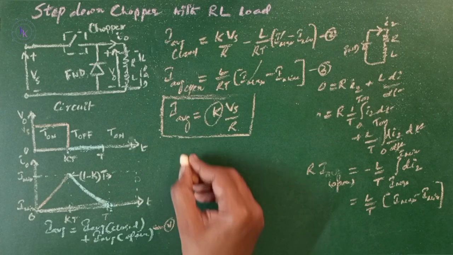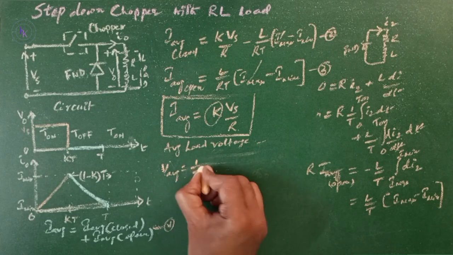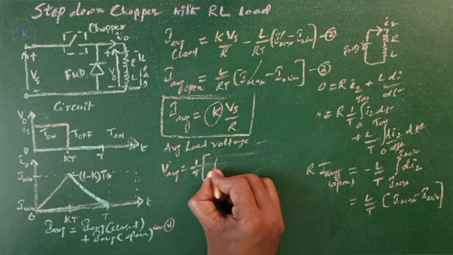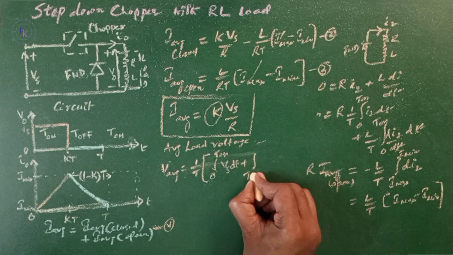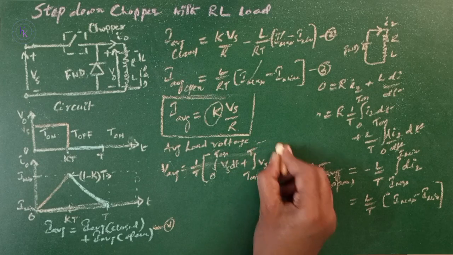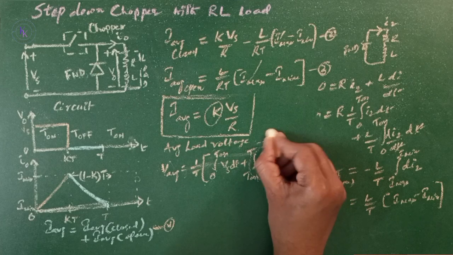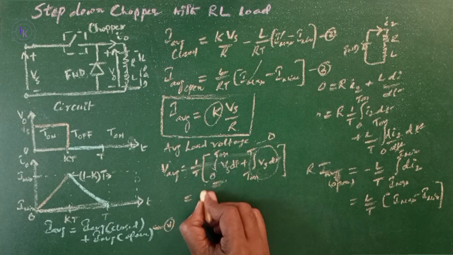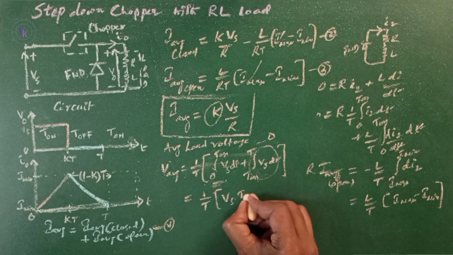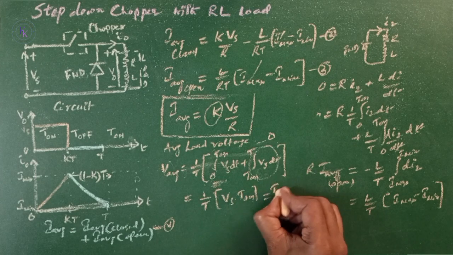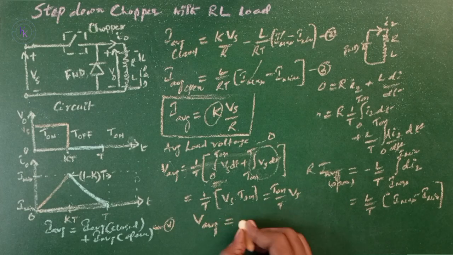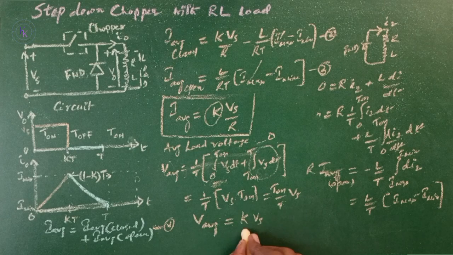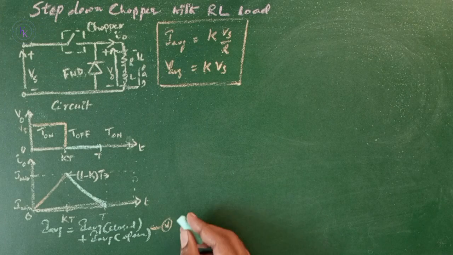Now, the average load voltage. V average equals 1 by T of integral 0 to T on Vs dt plus integral T on to T Vs dt. We know that during this period the voltage is 0 and only the remaining voltage is there, then 1 by T Vs of T on. It is nothing but T on by T of Vs. So V average equals K of Vs, where K is the duty cycle, that is T on by T. Now the instantaneous current.